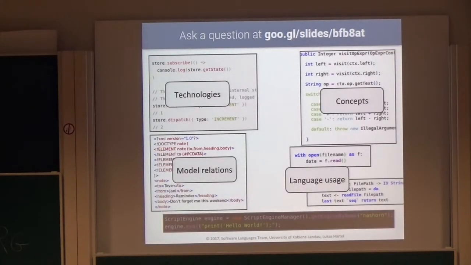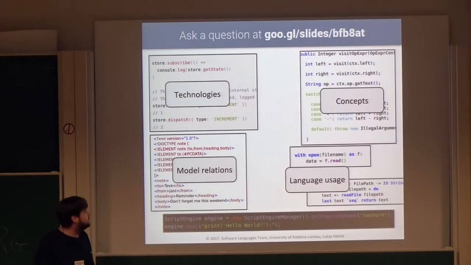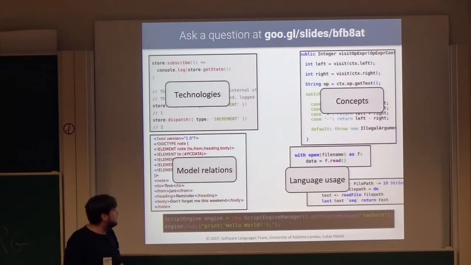Yeah. So what you see here, I have some examples of what we're dealing with. You can see here we have technologies, for example, this is Redux. Then on the other side there are concepts like a visitor pattern or model relationships, like you see here a meta model and a model in it. And different language usage. For example, you open a file of different programming languages, but also how different programming languages interrelate. For example, this last example down here is how you execute JavaScript in Java using a scripting engine.